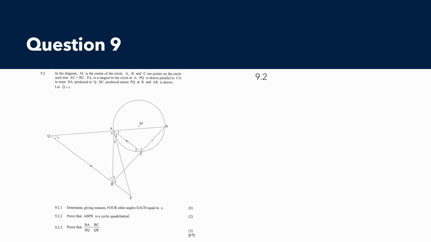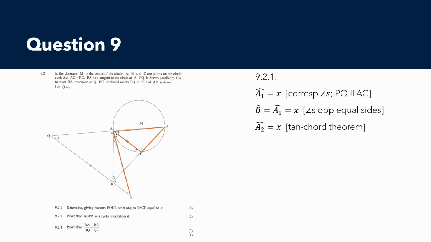9.2.1. Determine, giving reasons, 4 other angles each equals to x. First, I went on to say angle A1 is equals to x. Reason, corresponding angles because PQ is parallel to AC. Angle B is equals to angle A1, and they are both equals to x. Angles opposite equal sides or base angles of an isosceles triangle. Angle A2 is equals to x, tan chord theorem.